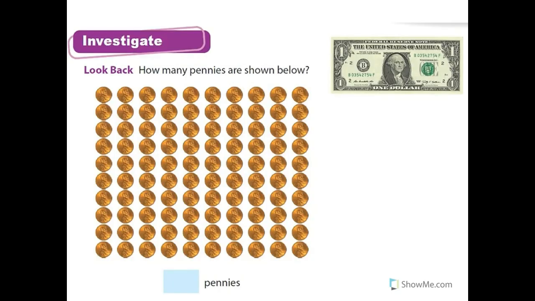Alright, looking back, how many pennies are shown below? Well, let's look. So we got 1, 2, 3, 4, 5, 6, 7, 8, 9, 10 there. So 10 in the column. And how many columns? 1, 2, 3, 4, 5, 6, 7, 8, 9, 10. 10 times 10 is 100. So 100 pennies. And I hope you know that already, that there are 100 pennies in $1.